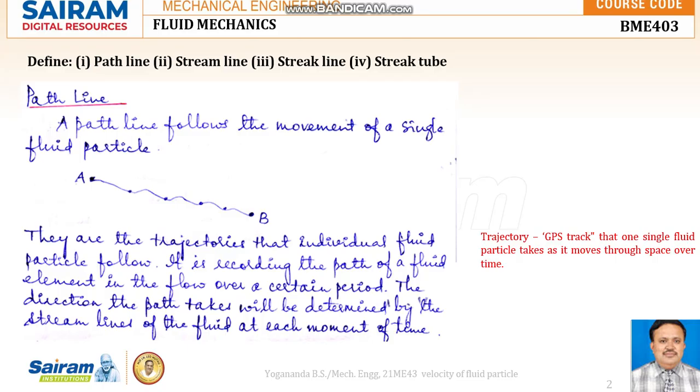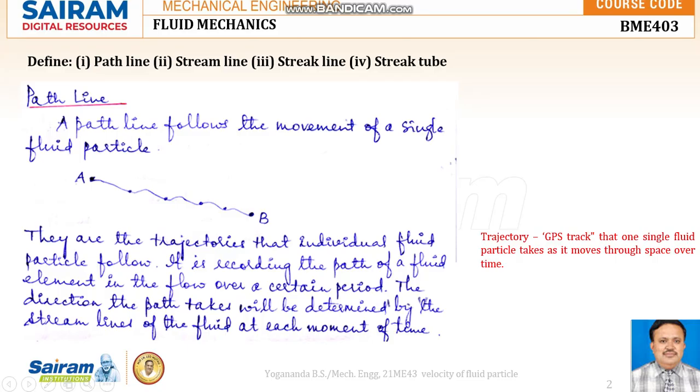What is a path line? A path line is following the movement of one single fluid particle. We started the movement of the fluid particle at A and its final destination is B. So the fluid particle is traveling from point A to point B. So we are tracing the flow of that fluid particle from the origin point A to its destination B. So the path line is following the movement of one single fluid particle from point A to point B.